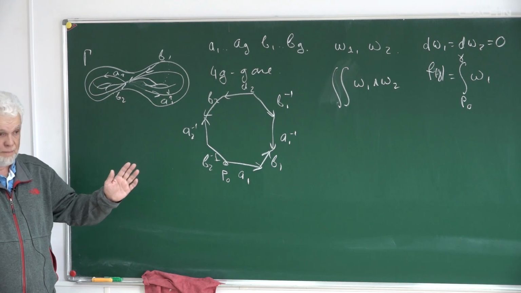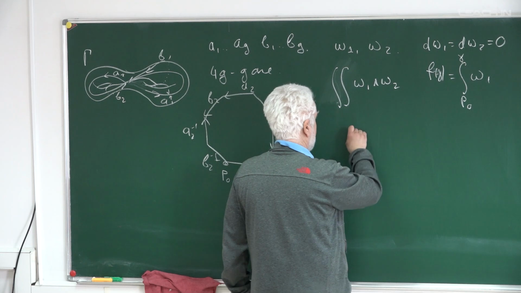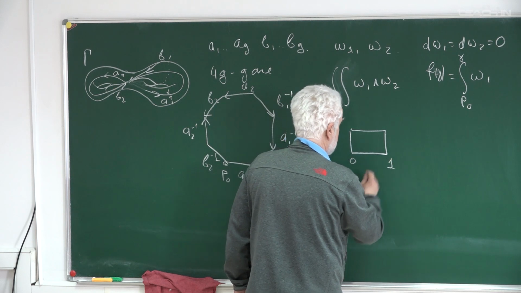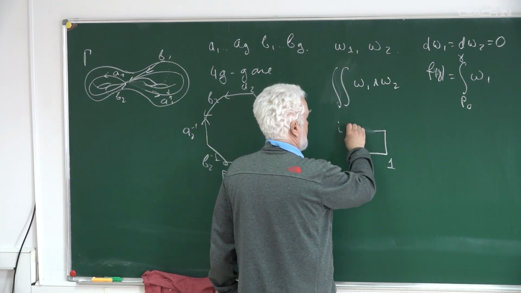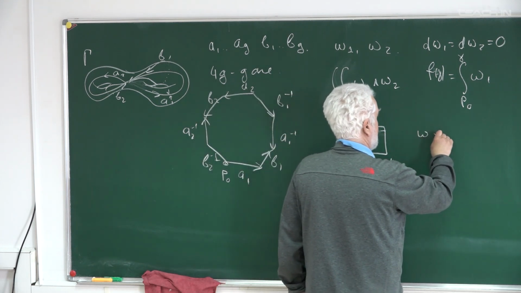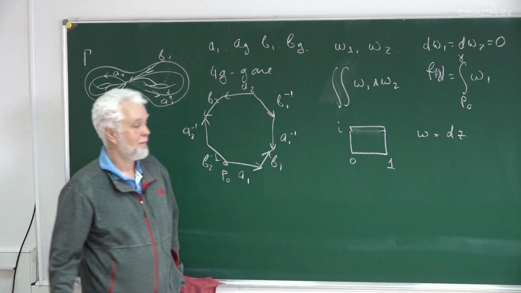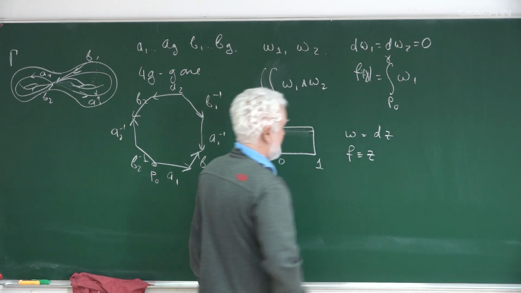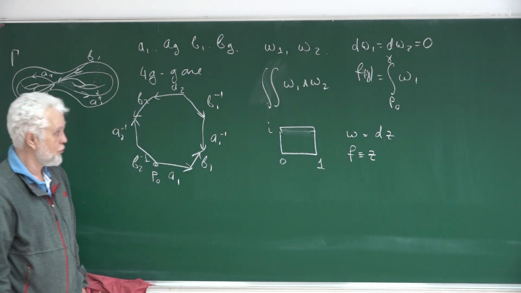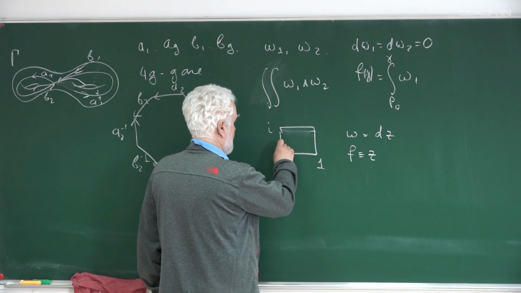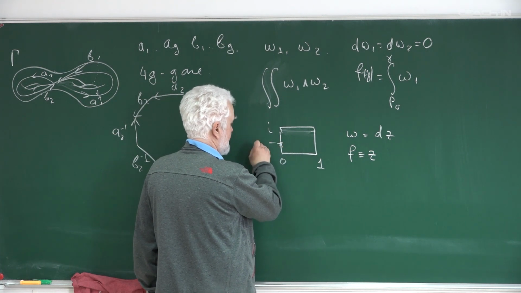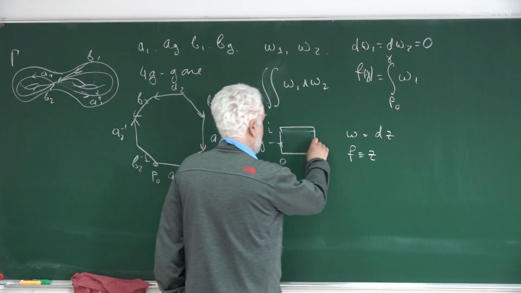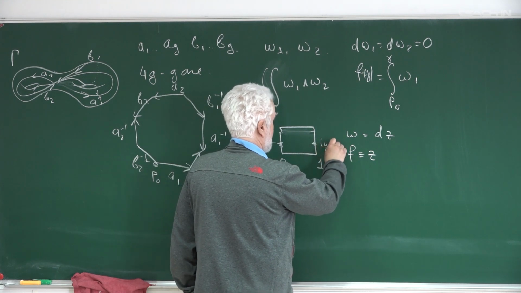Why discontinuous? Okay, consider the simplest case. 0, 1, i. This square, the simplest case of a Riemann surface. Omega is dz. Agree? F is z. So the function on the torus. Here the function is i, you agree? Here is i, y plus 1.